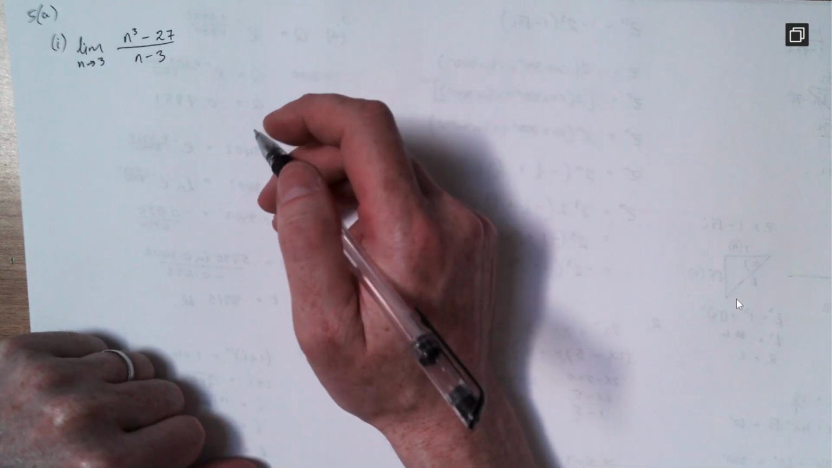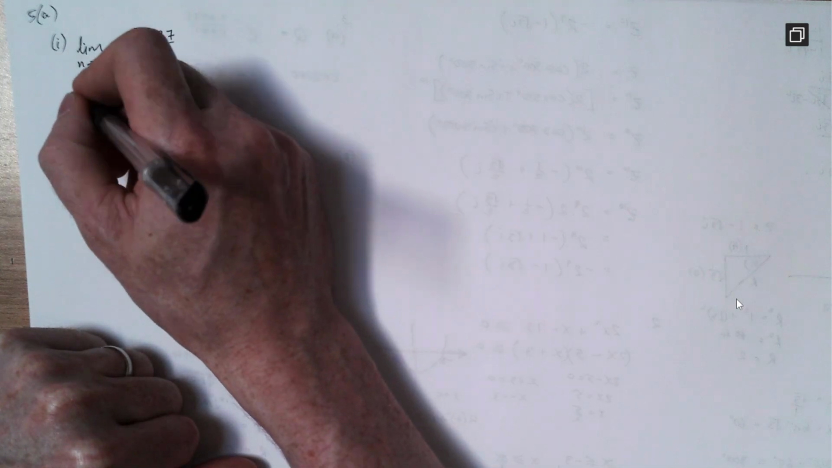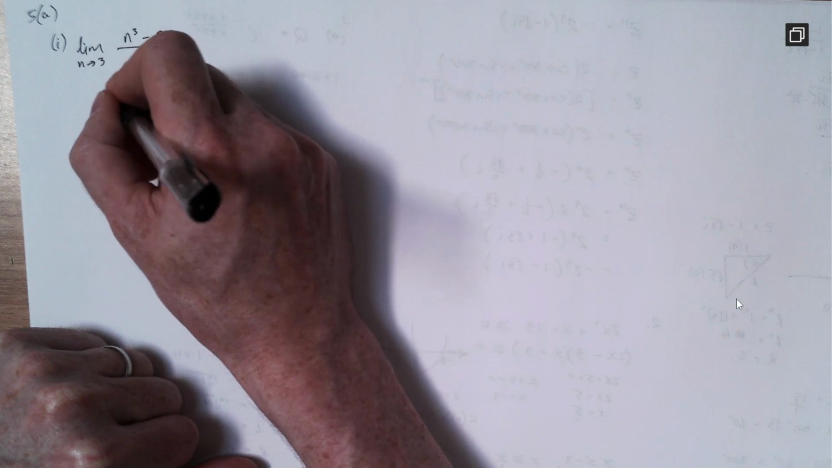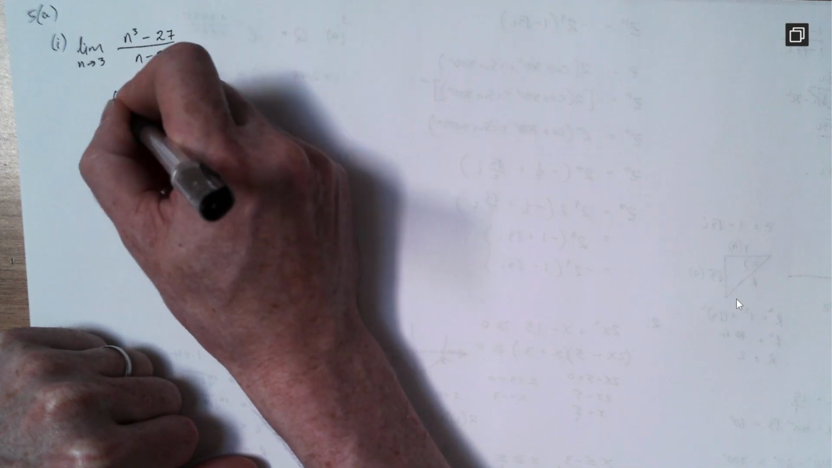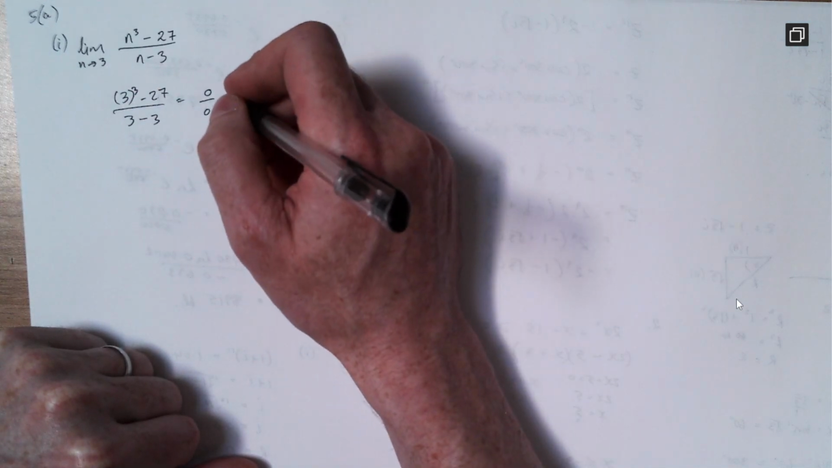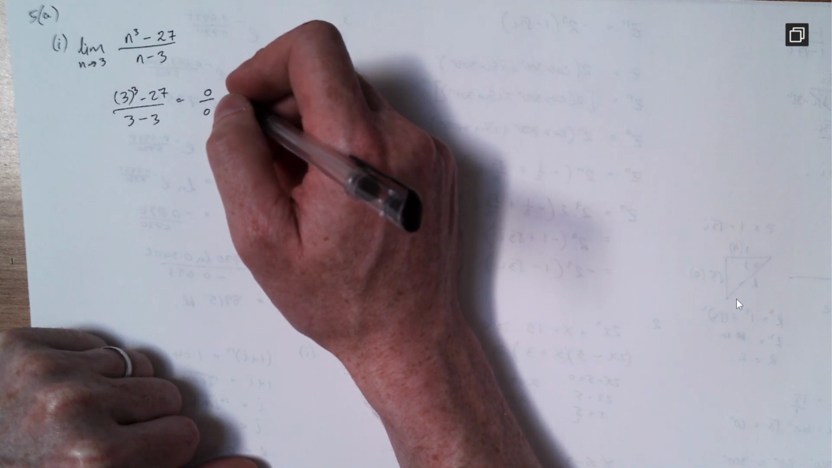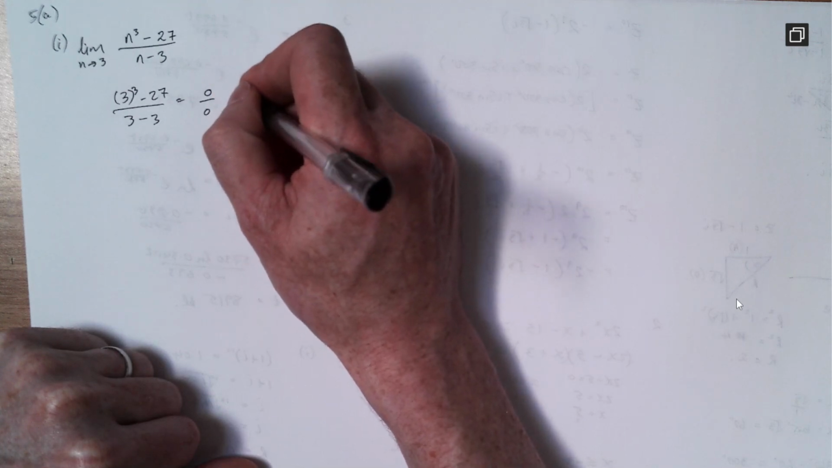So here we check n equals 3. Substituting n equals 3, 3 cubed minus 3 over 3 minus 3, which is 0 over 0, which is indeterminate. That's it.